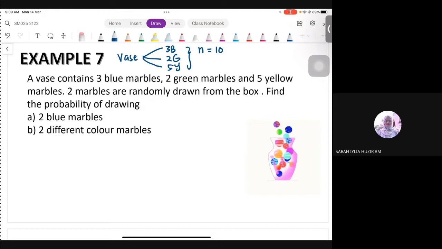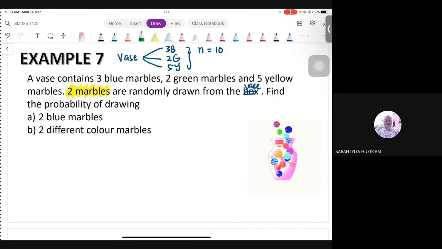Okay. And then, 2 marbles are randomly drawn from the box, kan. Tadi Asta je cakap, Fiz, tengok soalan ni. Sorry lah, ayat dia pun tak betul. Okay, tak apa. Yang penting kita nampak kat sini, we now have to choose 2 marbles.